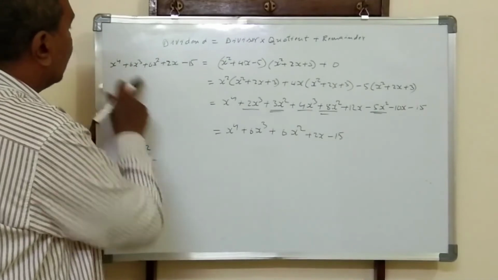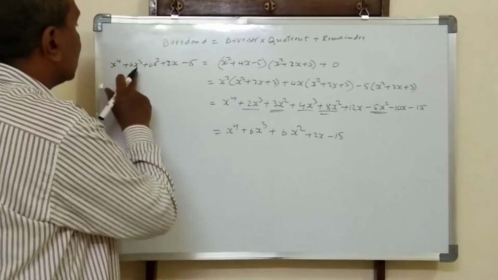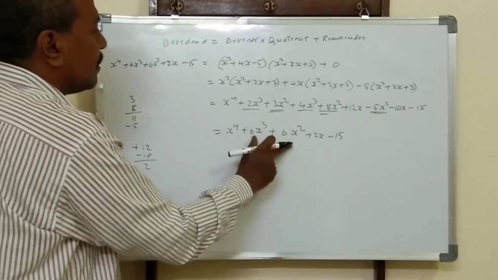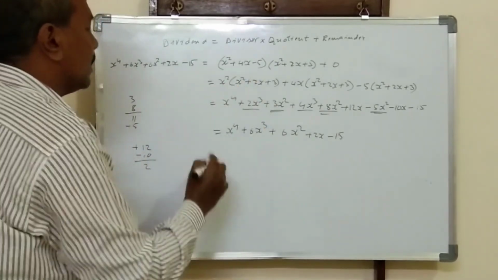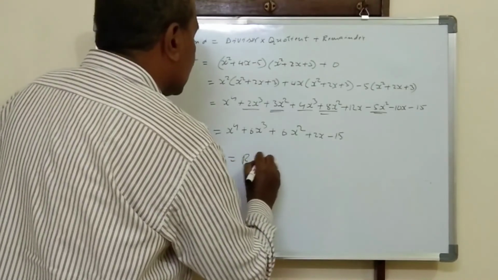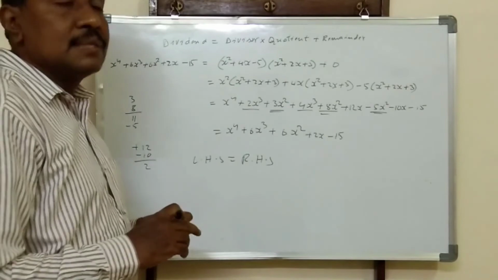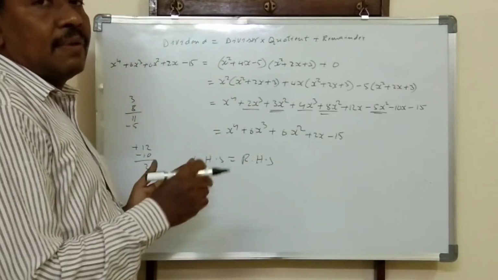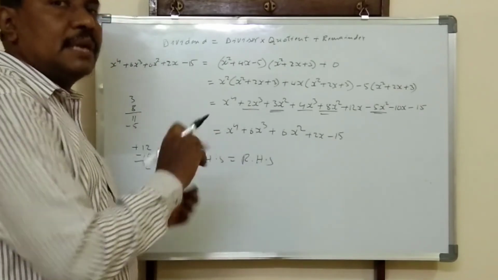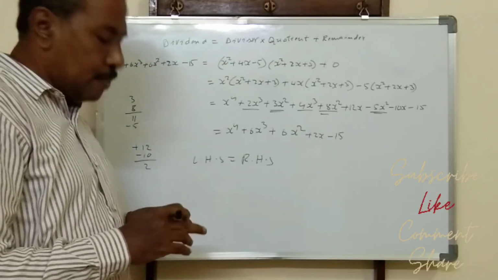So this is x power 4 plus 6x cube plus 6x square plus 2x minus 50. So LHS is equal to RHS. Hence verified. Like this we have to divide a polynomial with a trinomial and do the verification. Hope you understood this.